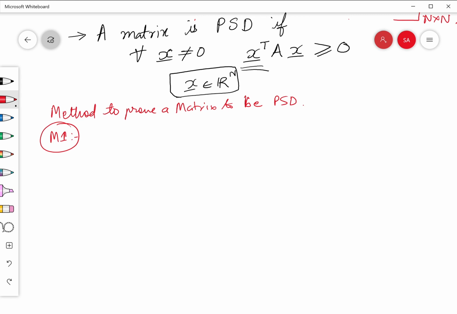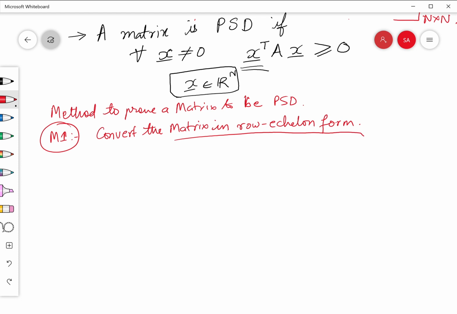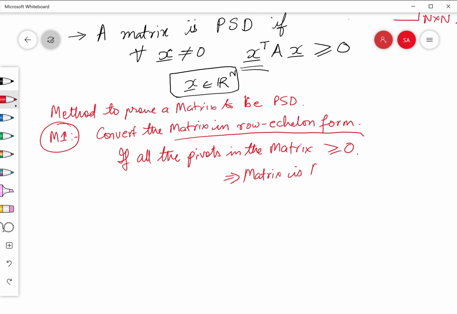to first convert the matrix into row echelon form. If a matrix is in row echelon form, and all the pivots in the matrix are greater than or equal to 0, then we can say the matrix is PSD.